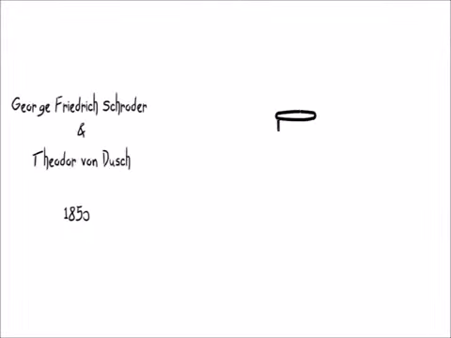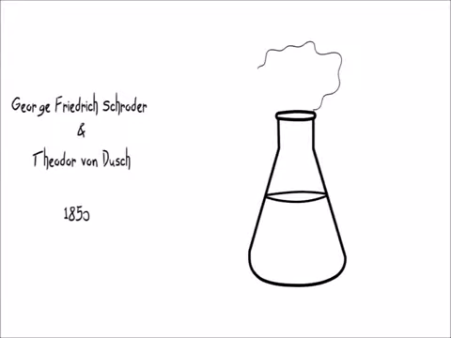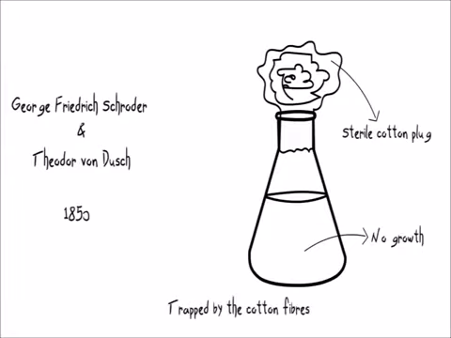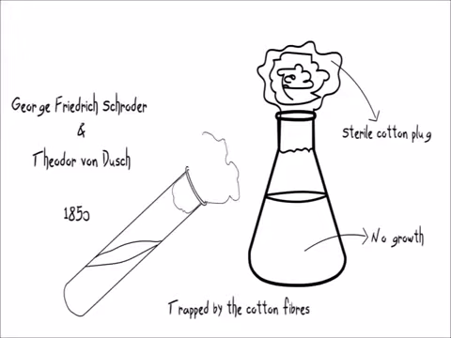Simultaneously, in 1850, George Frederick Schroeder and Theodore von Dusch allowed air into the flask by passing the air through a sterile cotton plug. No growth was observed. They said the microorganisms from the external environment were trapped by the cotton fibers. The usage of cotton plugs to avoid microbial contamination exists even today.